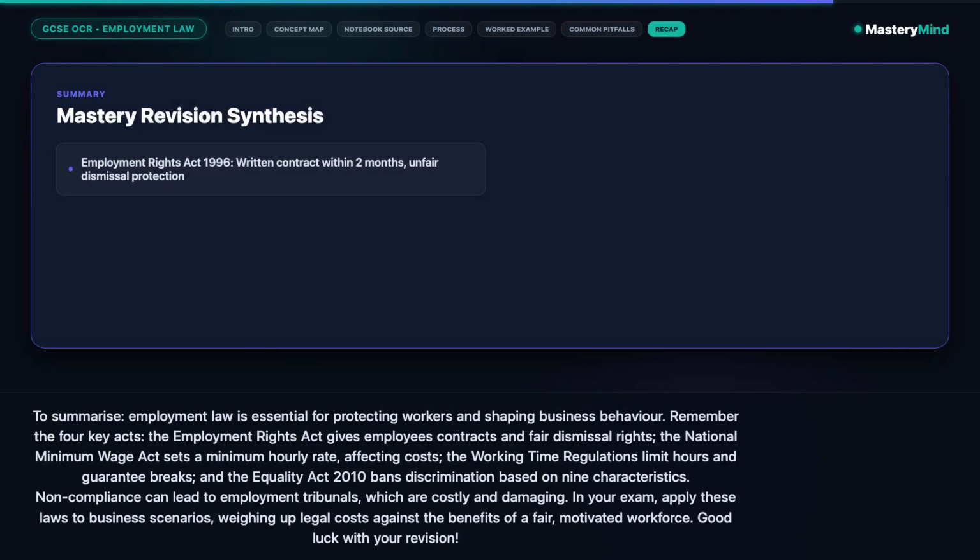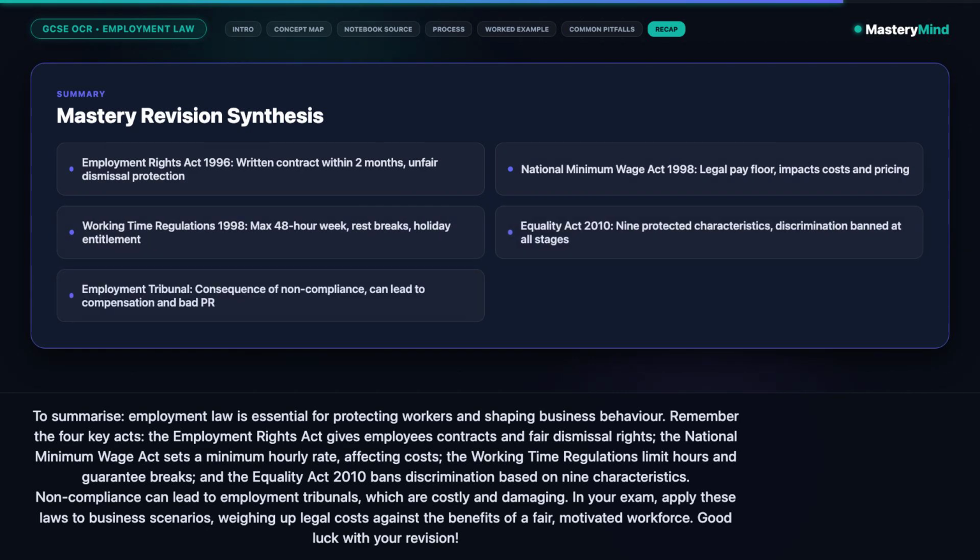To summarize, employment law is essential for protecting workers and shaping business behavior. Remember the 4 key acts. The Employment Rights Act gives employees contracts and fair dismissal rights. The National Minimum Wage Act sets a minimum hourly rate, affecting costs. The Working Time Regulations limit hours and guarantee breaks, and the Equality Act 2010 bans discrimination based on 9 characteristics. Non-compliance can lead to employment tribunals, which are costly and damaging. In your exam, apply these laws to business scenarios, weighing up legal costs against the benefits of a fair, motivated workforce. Good luck with your revision.